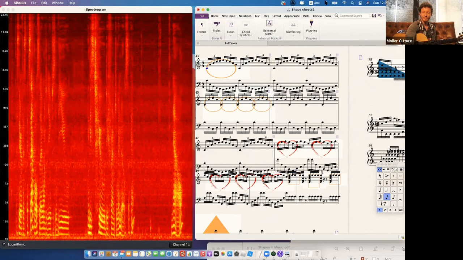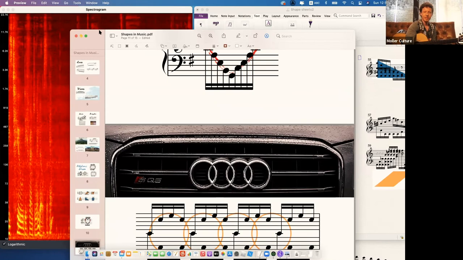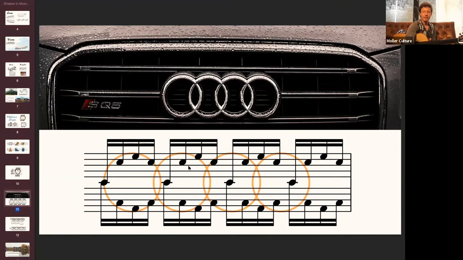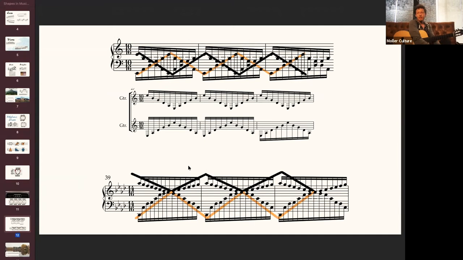Now, this was our Audi car. Now, go in a little bit more. Of course, as becomes obvious when we're repeating things, we're basically not only talking about shapes, we're also talking about things like patterns.